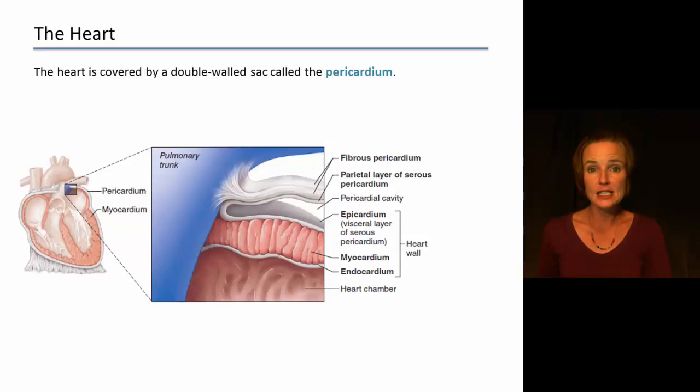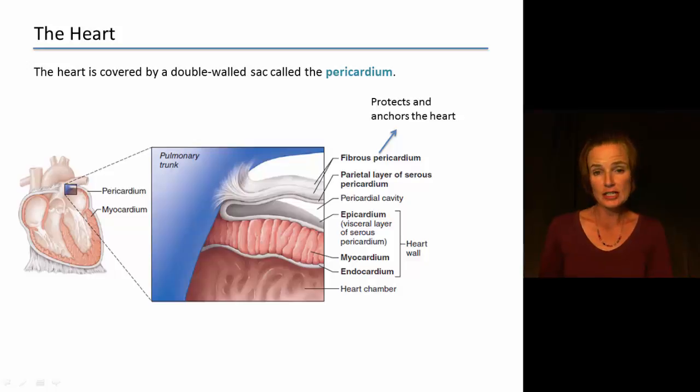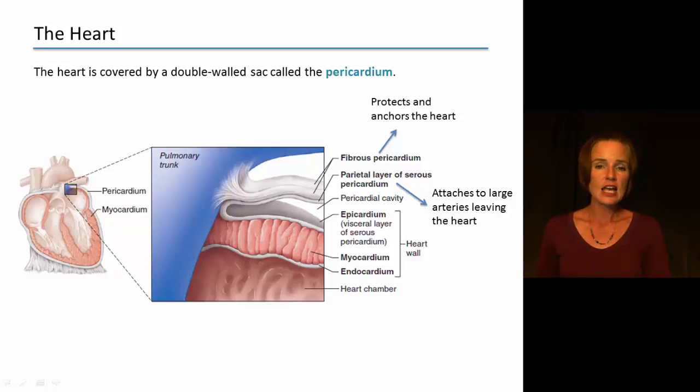The heart is going to be covered by a double-walled sac called the pericardium. If you look at the blown up image right here, we can see the pericardium, and it has a couple different layers to it. The fibrous pericardium would be what we find on the outermost portion of the heart, and this is going to serve a protective role. And then in addition to that, it's going to help anchor the heart so that it maintains the right location. Underneath that, we're going to have the parietal layer of serous pericardium, and this is going to attach to large arteries that happen to be leaving the heart.